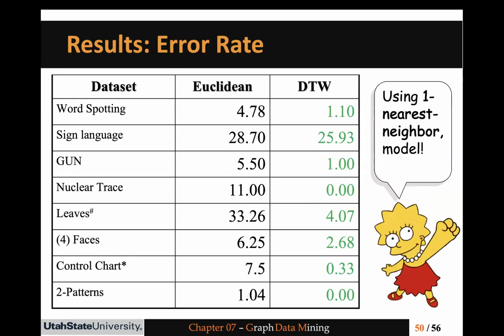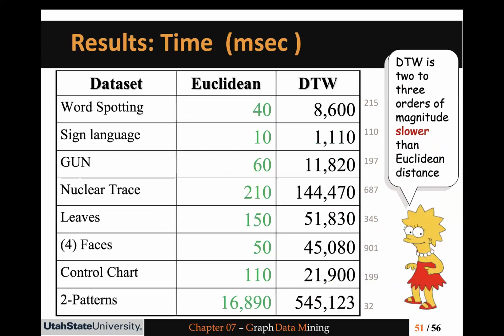Okay, so these are just some results, error rates. So empirically, again, DTW has lower error rates, but way higher cost, in fact a few orders of magnitude higher in terms of time, in terms of milliseconds over here. So it takes way longer to compute compared to just an LP norm or Euclidean distance.